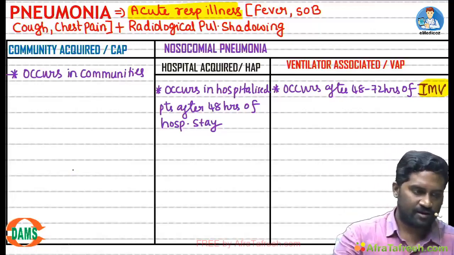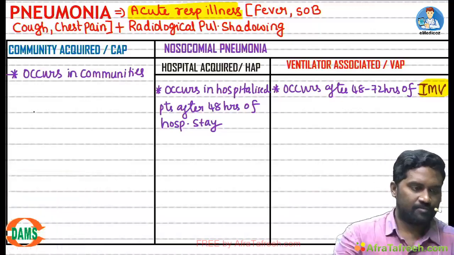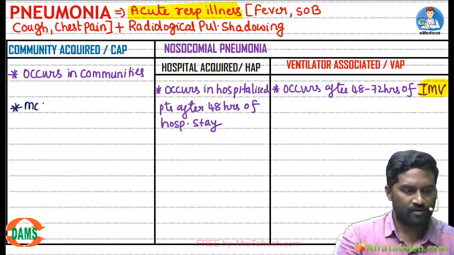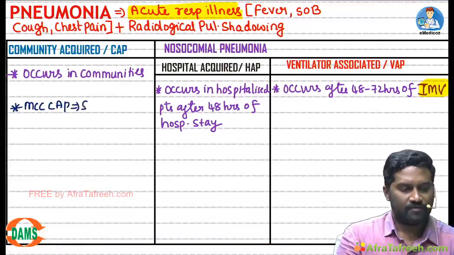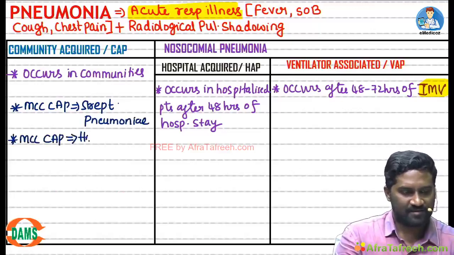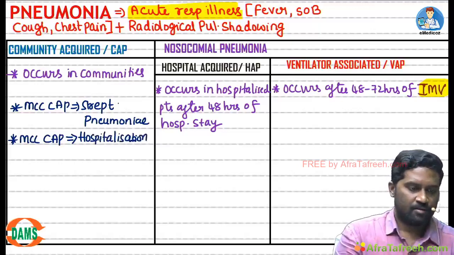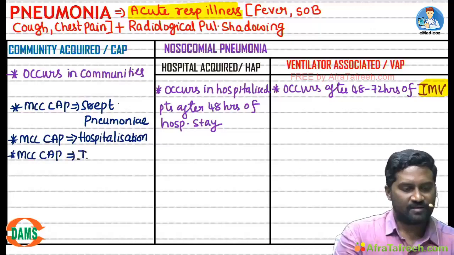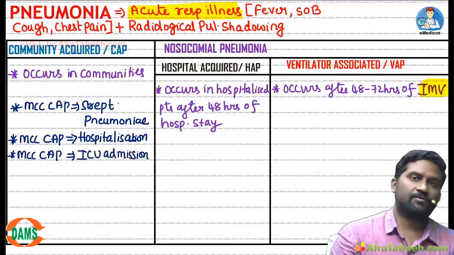Let us see the organisms. For community acquired pneumonia, most common cause will be Streptococcus pneumoniae. Then if they modify the question like this: most common cause of community acquired pneumonia resulting in hospitalization. Most common cause of community acquired pneumonia resulting in ICU admission. What will be the answer?